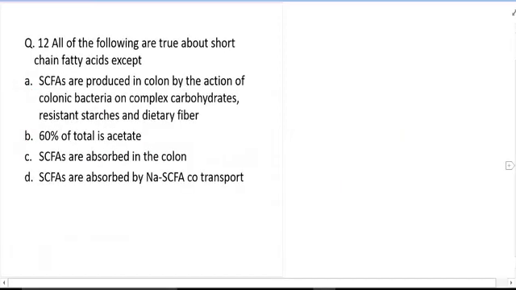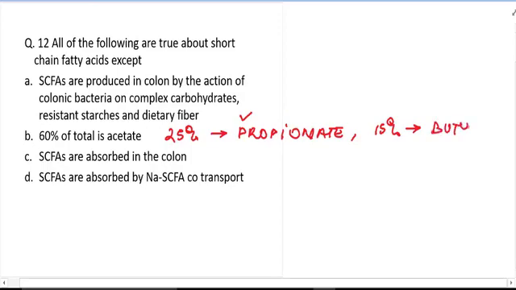Let's see the next question. This says, all of the following are true about short-chain fatty acids except. Short-chain fatty acids are produced in the colon by the action of colonic bacteria on complex carbohydrates, resistant starches, and dietary fiber. Yes. 60% of the total short-chain fatty acids is acetate. That is also true. In fact, 25% is propionate. 15% is butyrate. So this is also true.